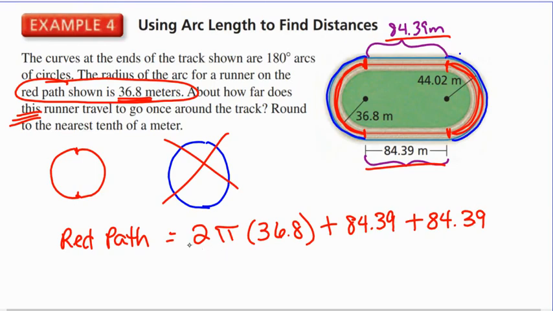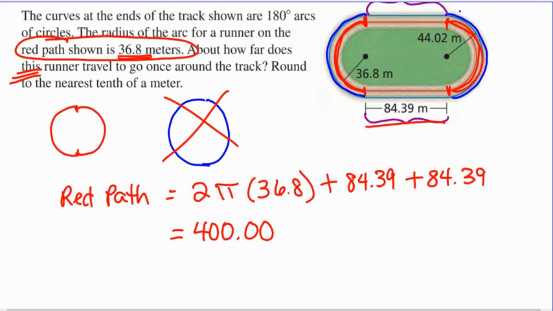And when we put this into our calculator, we find out that the length of the red path is approximately 400.00, and that's the decimals that I got. So I'm just going to round that, and I'm going to say that the red path to the nearest tenth is 400 meters.